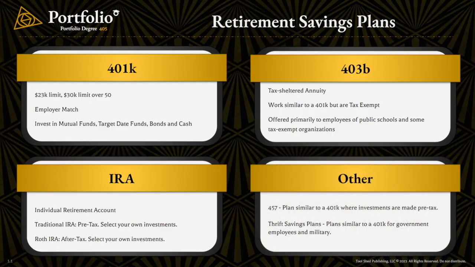Before we move on, I just wanted to share with you some of the other savings plans that are out there. There's a 457, which is a plan similar to a 401k, where the investments are made pre-tax. And then there's also thrift savings plans, which are again very similar to 401ks, but are typically offered to government employees and members of the military.